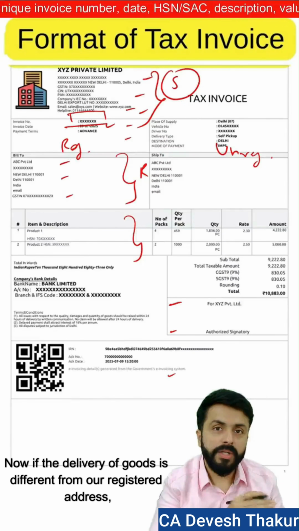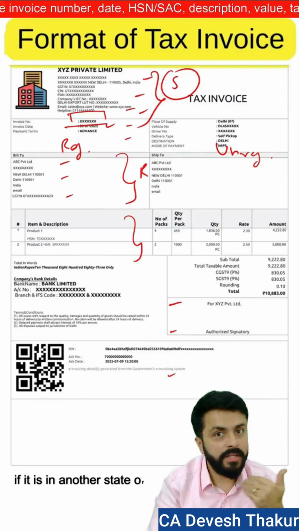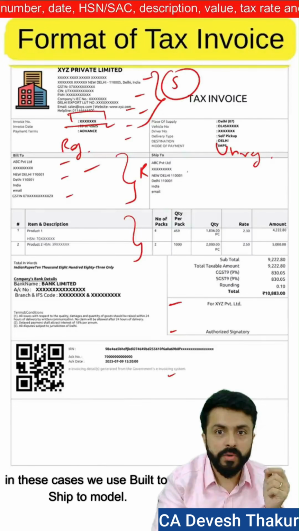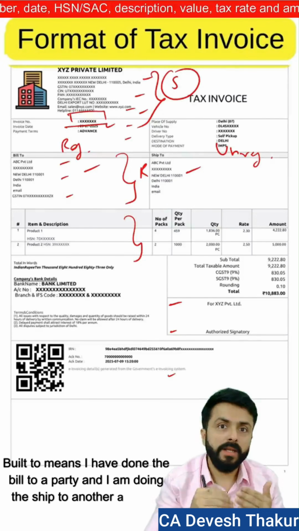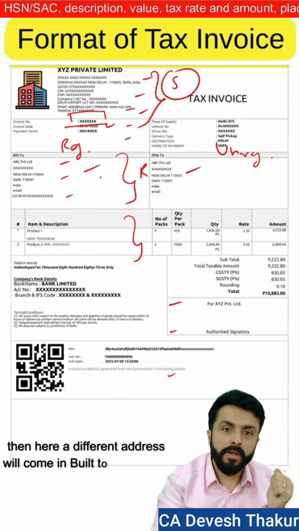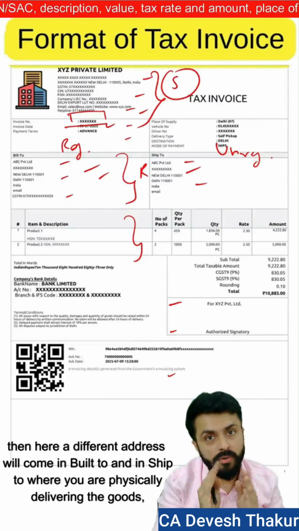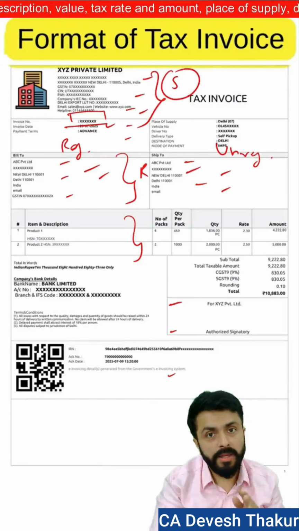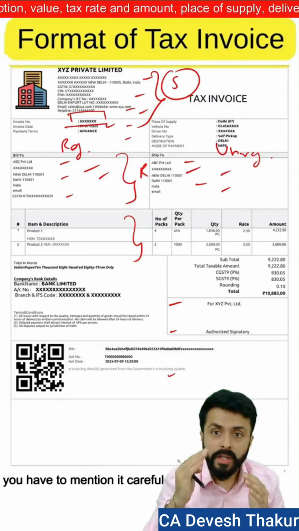Now if the delivery of goods is different from our registered address, if it is in another state or another address where goods are being shipped, in these cases we use the bill to ship to model. Bill to means I have done the bill to a party and I am doing the ship to another address. Then here a different address will come in bill to, and in ship to, where you are physically delivering the goods, that ship to address comes. This place of delivery comes, you have to mention it carefully.